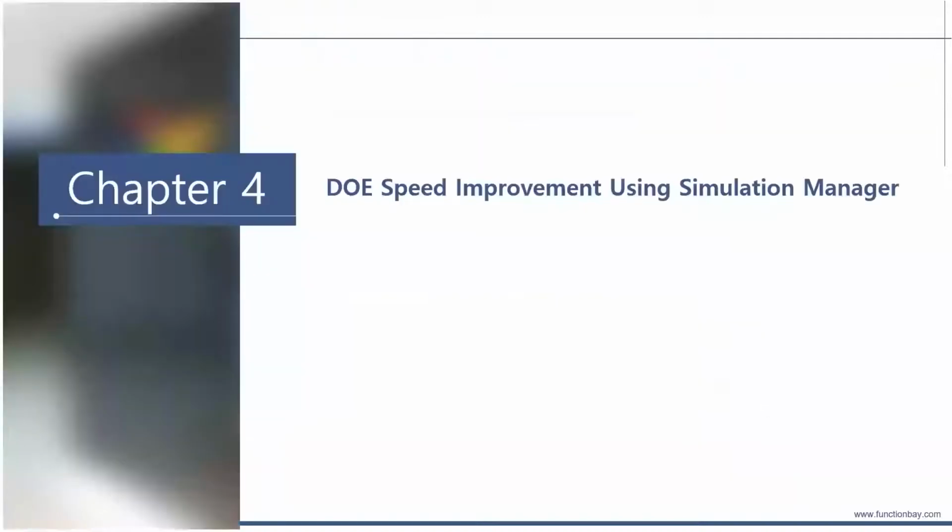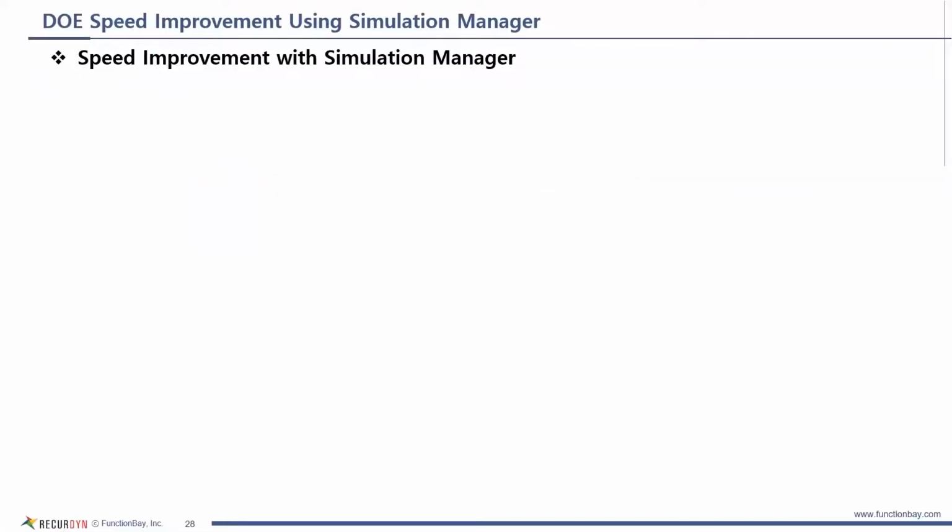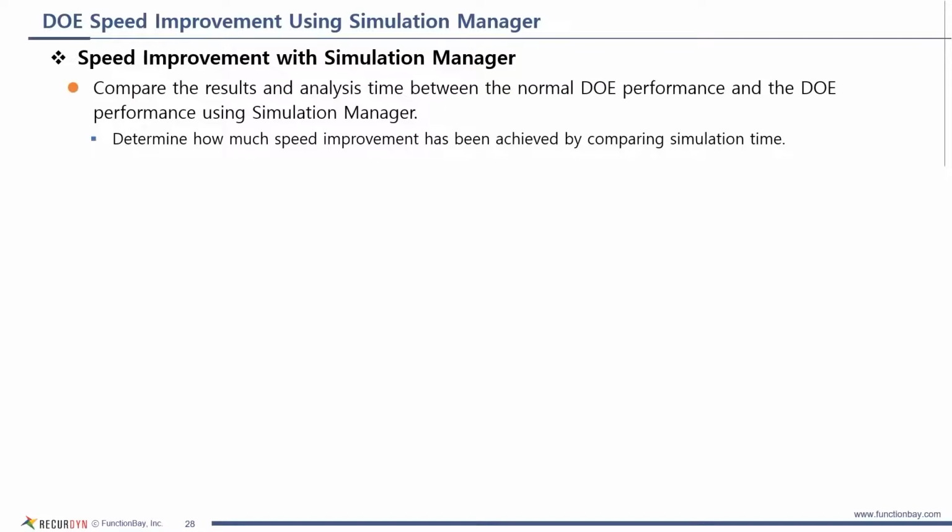Simulation Manager allows the simultaneous simulations of multiple cases faster than the normal DOE. I will now show you how much speed improvement has been achieved by the simultaneous simulations through Simulation Manager compared to the normal DOE. Let me talk about the DOE's speed improvement. To compare the speed, compare the results and analysis time of the normal DOE and the DOE using the Simulation Manager. The goal is to determine how much speed improvement has been achieved by comparing simulation time.